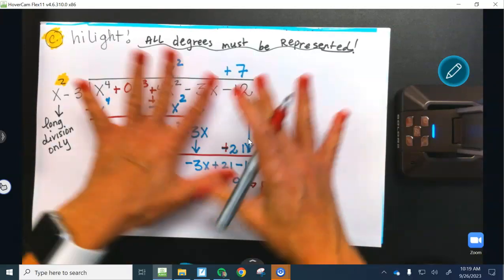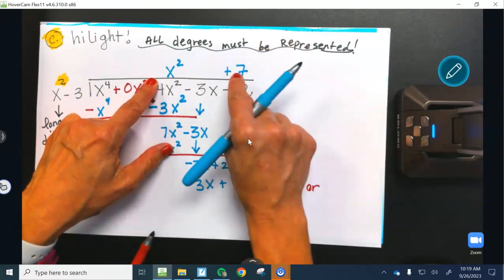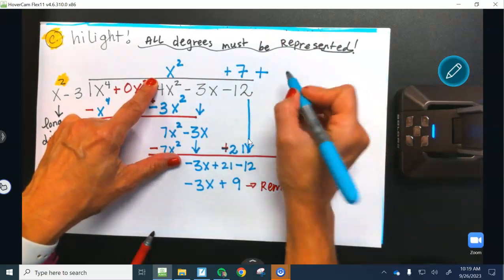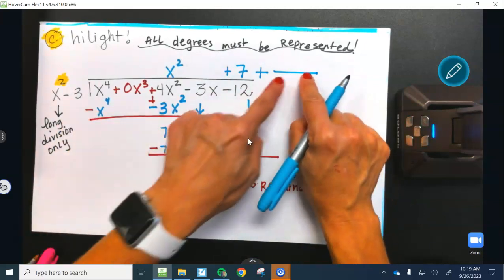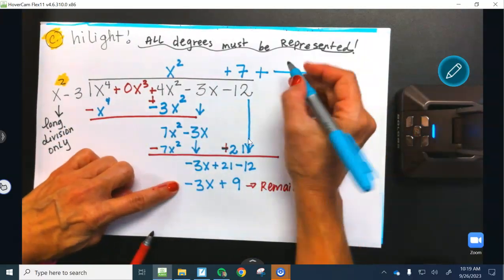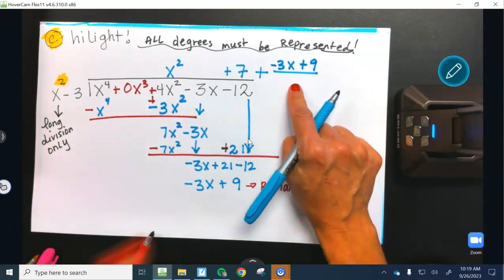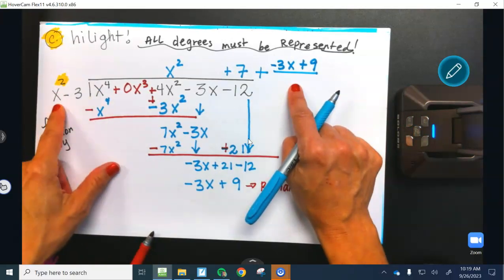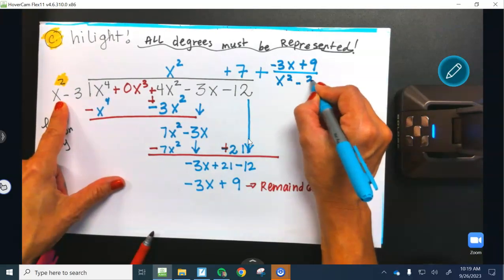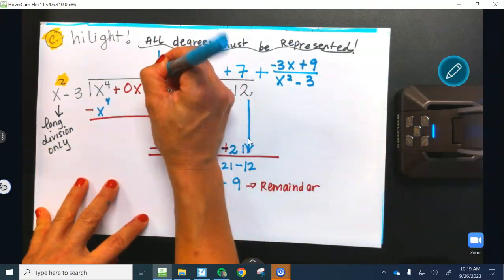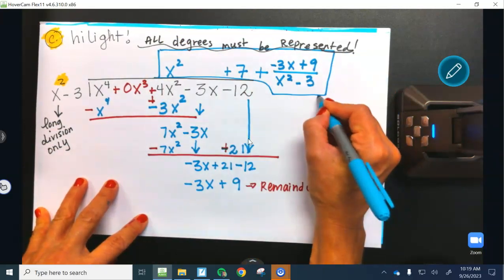Y'all look, the quotient doesn't look like this when you have a remainder. When you have a remainder, the quotient is going to have a plus with a fraction. When you have a remainder, your quotient has a fraction with it. The fraction's numerator is the actual remainder, so we copy -3x plus 9 on top. The denominator is the divisor. So let's copy this underneath. So this is the quotient.